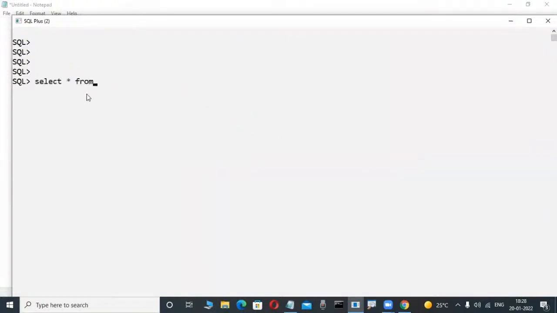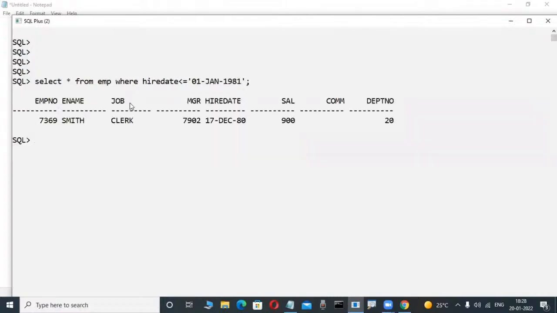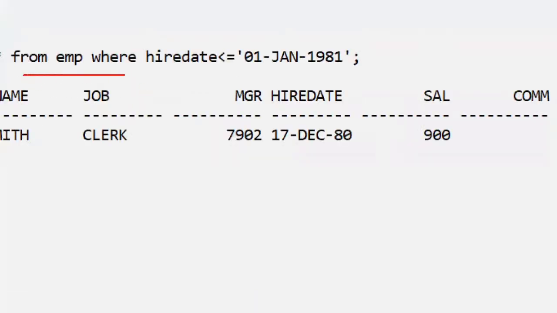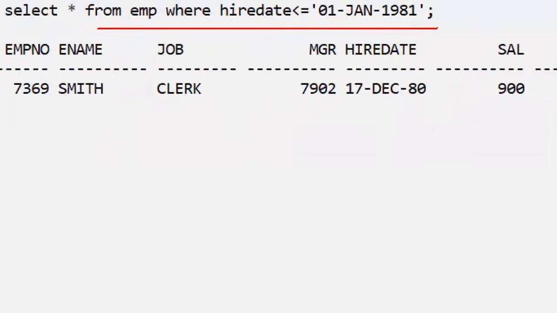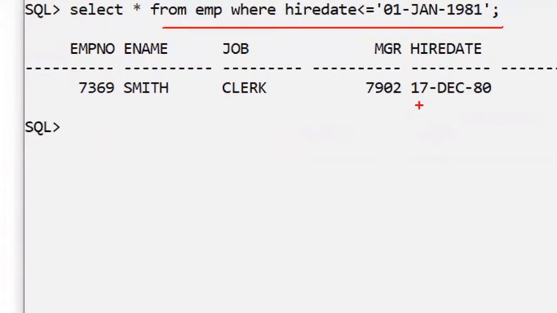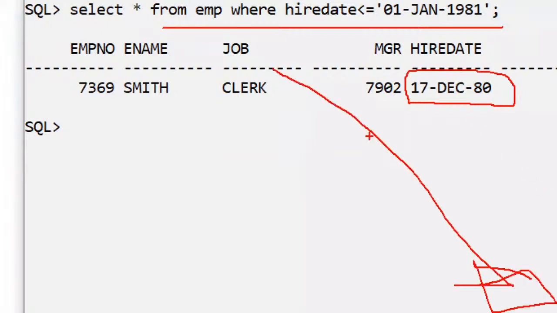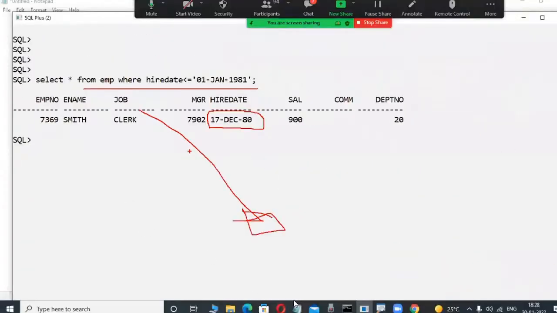Select star from table name where hire date is less than or equal to 1st January 1981, like this. Just by writing the query, the data is displayed automatically. With a single line of code, the employees who joined before 1981 are automatically retrieved from the database. That's why this efficient way of data retrieval is the most powerful.